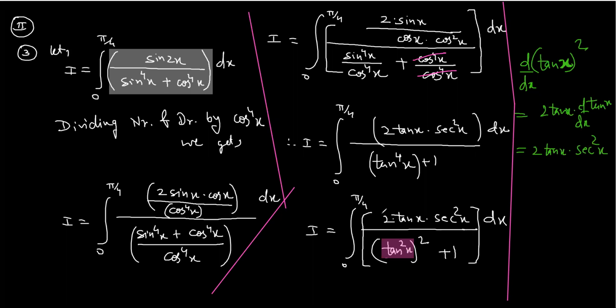Now the moment I saw this 2 tan x sec square x dx, I understood that this is going to be my substitution. So I will put tan square x as t.